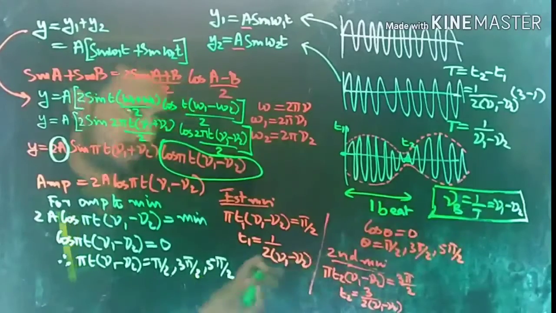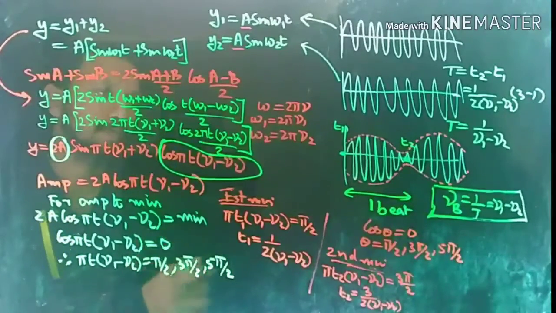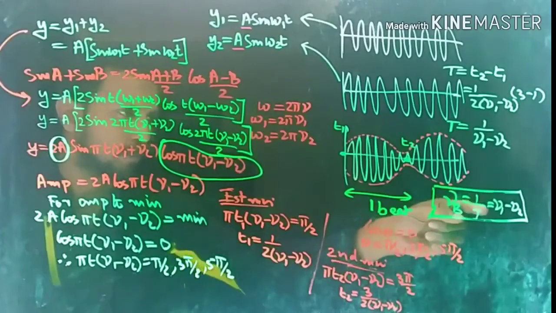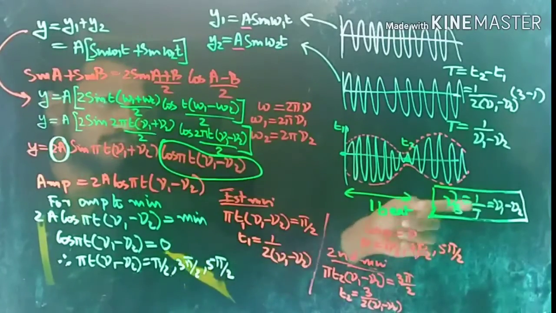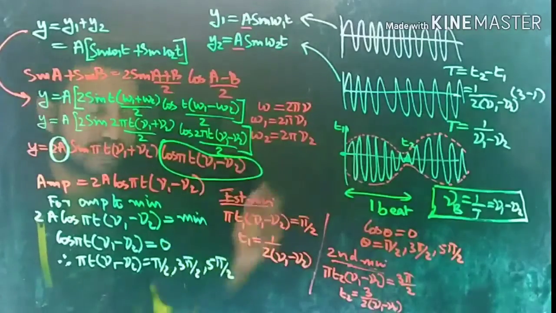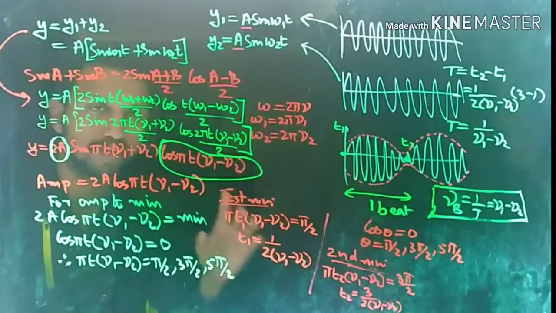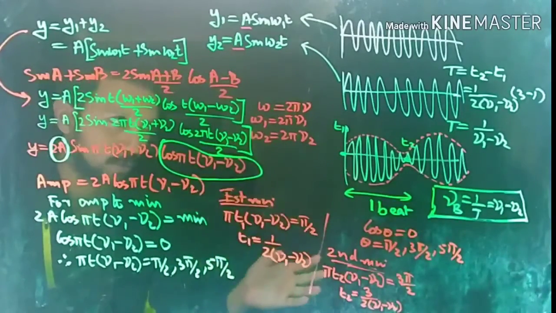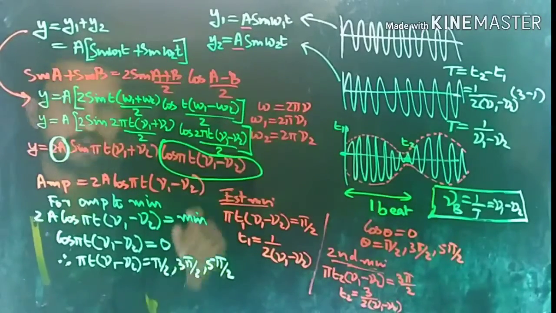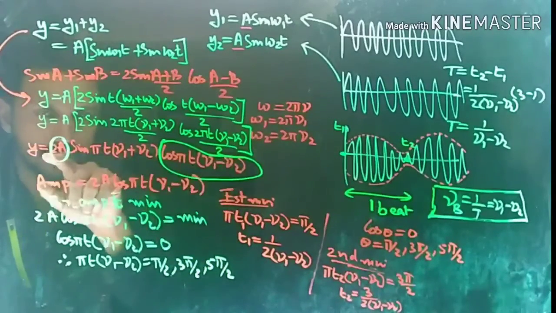That is, the beat frequency, the number of beats passing through a point in a second, will be nu 1 minus nu 2. What is nu 1? Nu 1 is the frequency of the first wave, and nu 2 is the frequency of the second wave. What is beat time period? Beat time period is the time taken for one beat to pass through, and its value is 1 by nu 1 minus nu 2. You will have to remember this expression also.